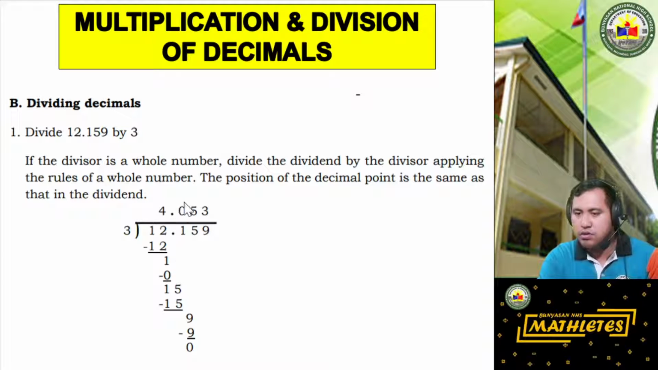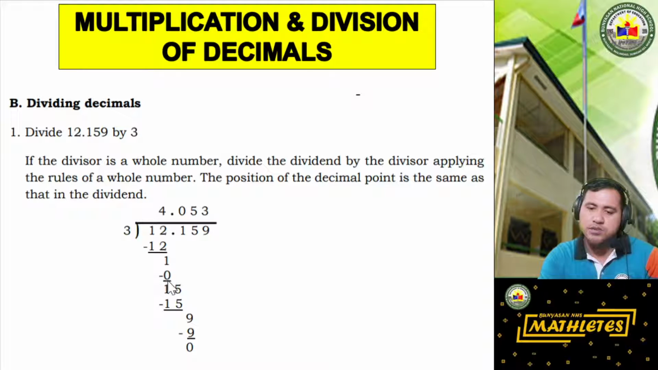That 0 needs to be aligned with the 1, because that is where we perform the division. The decimal point also needs to be aligned. So we have 0 times 3 is 0. 1 minus 0 is 1. Bring down 5. So that makes 15 divided by 3 is 5.